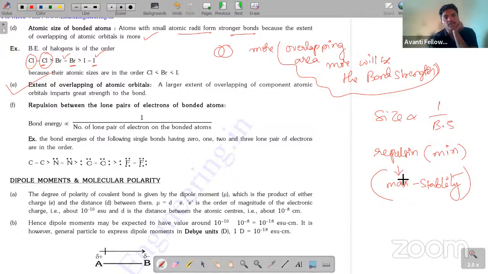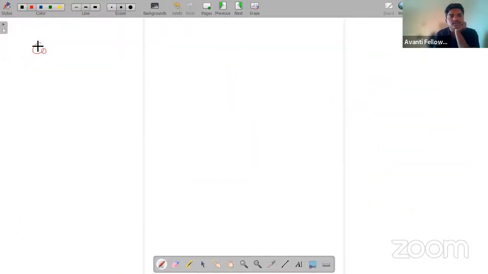Next one is dipole moments. Okay, very most important concept, I will discuss this one. Right. Next one is covalent character. Let me discuss about the covalent character.